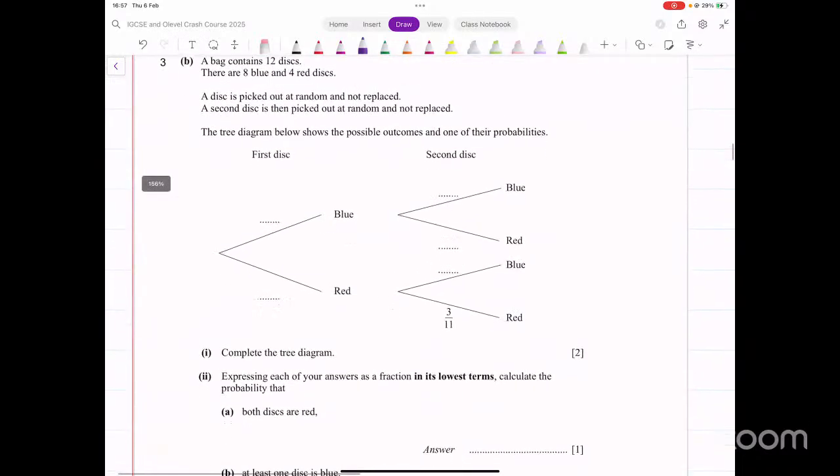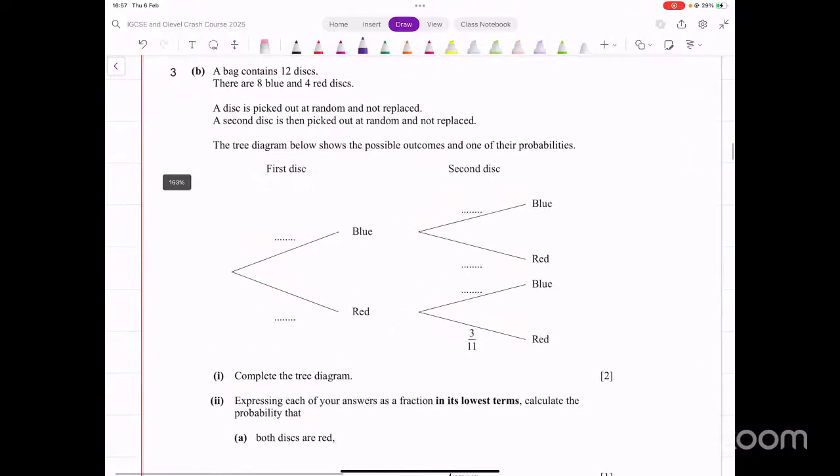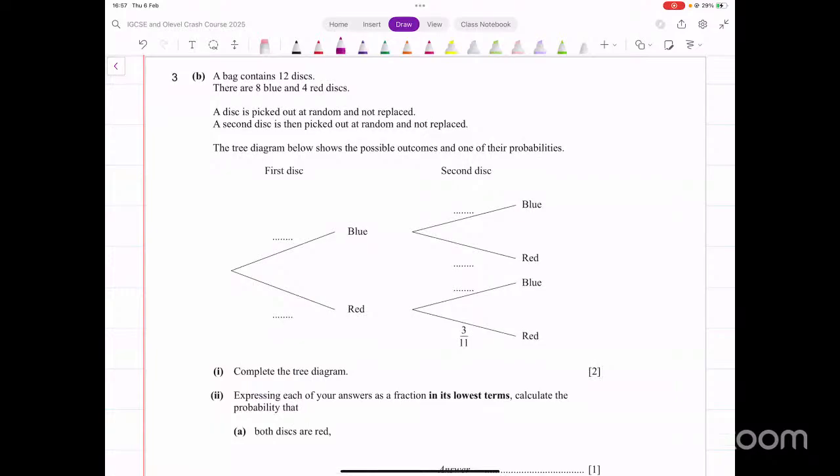Okay, so let's think about this example now. So we could be asked about conditional probability from a tree diagram as well. Now let's look at this problem, and then we'll see what conditional probability question you might be asked in this case. A bag contains 12 discs. There are 8 blue and 4 red discs. A disc is picked out at random and not replaced. Okay, so this is without replacement, right? A second disc is then picked out at random and not replaced. The tree diagram below shows the possible outcomes and one of their probabilities. This is 3 out of 11. We need to complete the tree diagram.